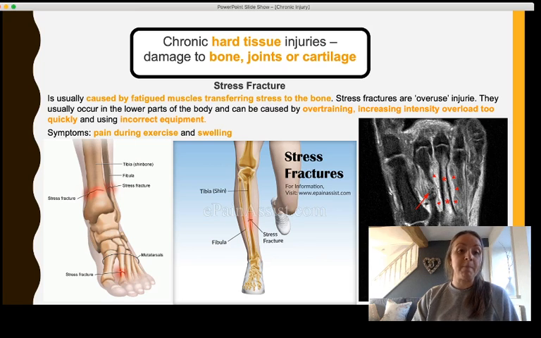Symptoms would be pain during exercise and swelling, and we can see some common sites of stress fractures there in the metatarsals in the feet, the tibia and fibula towards the ankle, a bit further up the tibia, that's a common site there, and we can also see an MRI scan that's showing a stress fracture in the metatarsal of the foot.